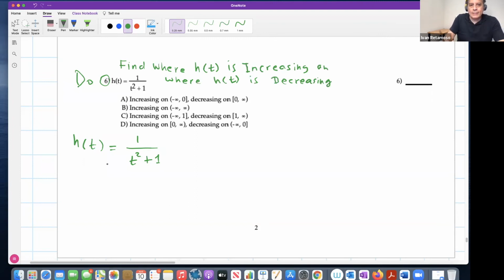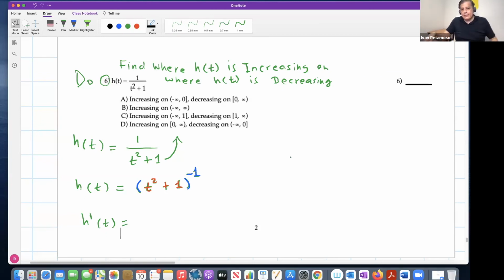Yeah, so do that, guys. Compute the derivative, but hint, you can try what I did before. Rewrite this function as t squared plus 1 raised to minus 1. So you can use the chain rule, with this outside function and with this inside function. So take the derivative next. Then figure out the signs of this. Yeah, go ahead, and tell us if you figure out the answer. Where this function should be increasing, where this function should be decreasing.